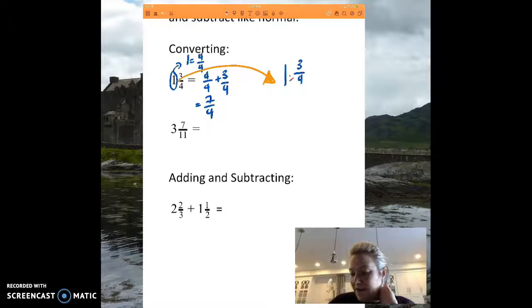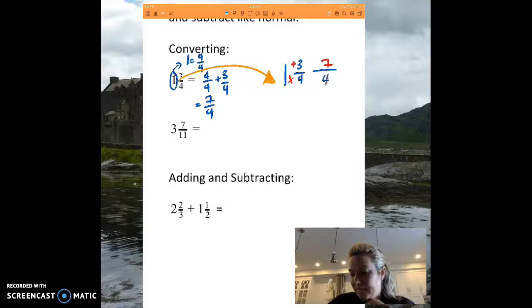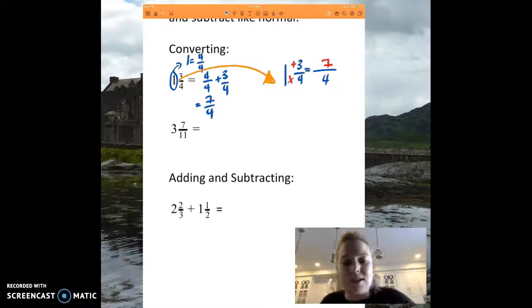You can go 1 times 4 plus 3. Okay. 1 times 4 is 4. 4 plus 3 is 7 over 4. See how that works? So that's the shortcut. But what you're actually doing is transforming the mixed number into a fraction with the same denominator, and then just adding it to the fraction you have already.